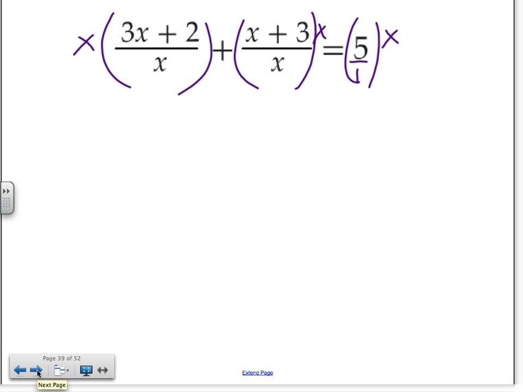And look at the first term. What does this x do to this x down here? They cancel each other out. What do you have left? Just 3x plus 2, right? What about that one? Just x plus 3, right? They cancel each other out. And on the right-hand side, 5x. And look, it looks very complicated at first, is that correct? But once you have the LCD taken care of, the fractions just kind of disappear, and this is what you have. What do you do from here?